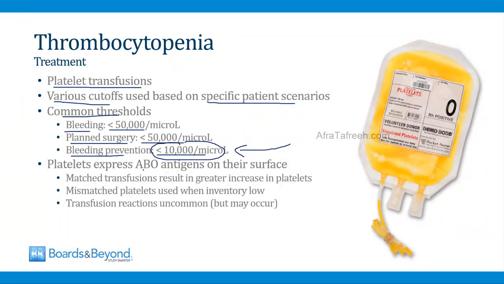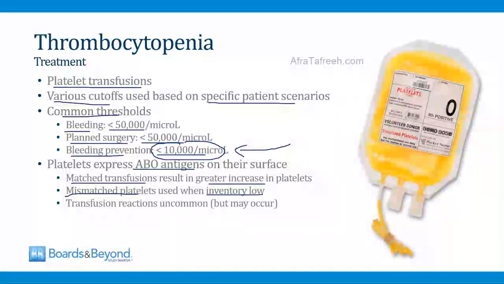You should be aware that platelets express ABO antigens on their surface, just like red cells. So ideally, you match the blood type of the transfusion to the patient. This will result in a greater increase in platelets. You should be aware, however, that mismatched platelets in terms of ABO blood type are sometimes used, especially when the inventory in the blood bank is low. This will still work, but you get less of a rise in the platelets compared to what you would get if the blood type were matched.